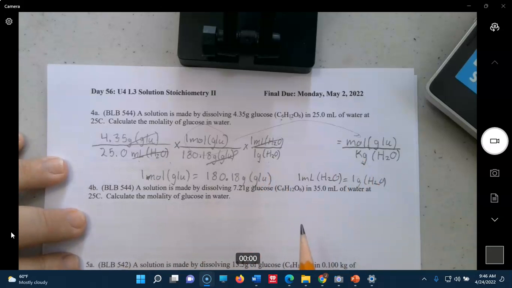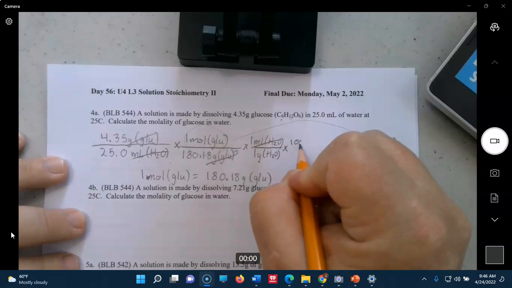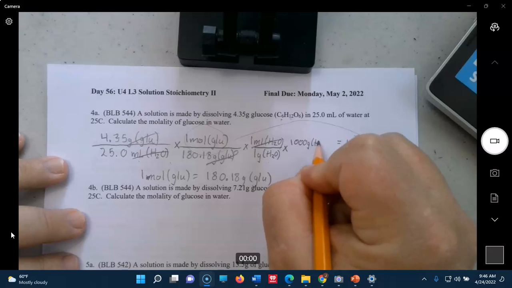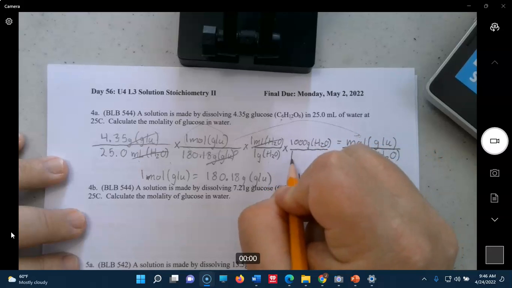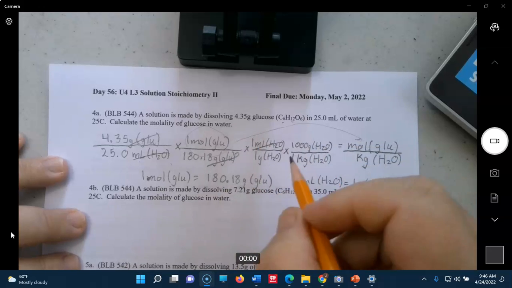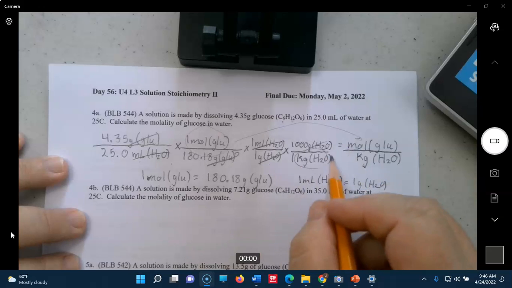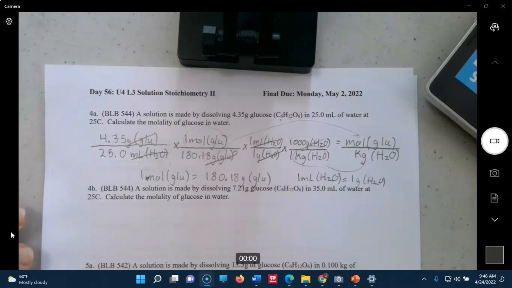So we use another of our 3 fundamental conversions. Now this is true for anything, water or anything: 1,000 grams equals 1 kilogram. So grams H2O cancels. So we have kilograms H2O on the bottom, moles glucose on the top. That's what we want.